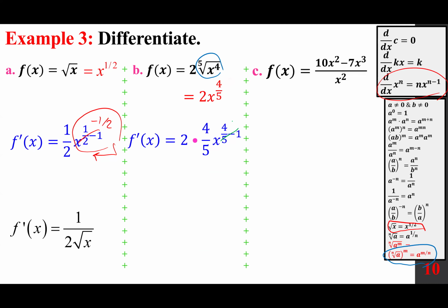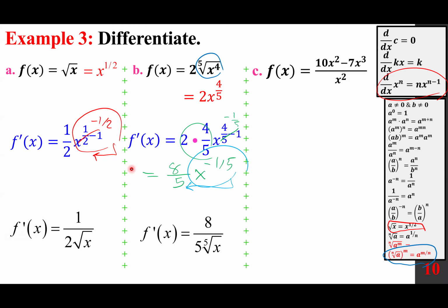So this is negative 1/5. So we get 8/5 x to the power of negative 1/5. This one goes down and takes a positive exponent. Positive 1/5, or the fifth root of x. The final answer is 8/5 times the fifth root of x.